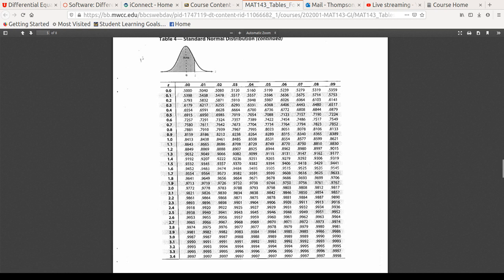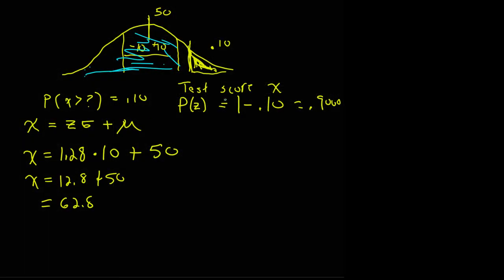And so now I can put all this information in. I get 1.28 times, well, my standard deviation was 10, plus 50. And so I get 12.8 plus 50, or 62.8, is the score that I have to do better than. Sorry, I had 1.28 for my z-score, 10 for my standard deviation, and 50 for my mean. 1.28 times 10 is 12.8, plus that 50 is 62.8.